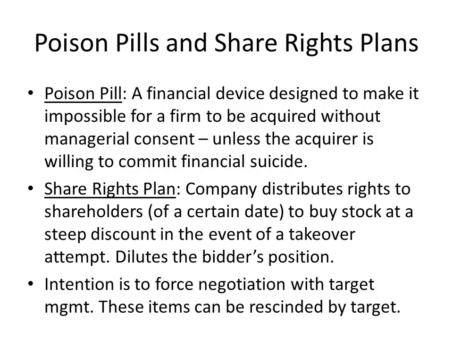Now, what's the intention of these things? It's to force negotiation with target management, because all of these items can be rescinded by the target management and their board. The target management would tell you that they need these things in order to force a fair price out of the bidder. But there's also a bit of watching out for themselves, because sometimes out of these negotiations will come offers of payments to the managers themselves in the form of something called a golden parachute.